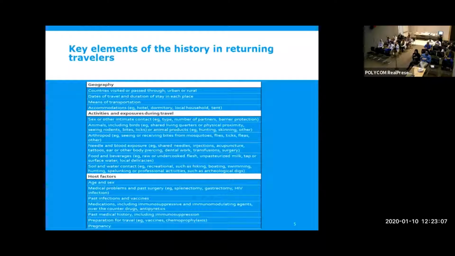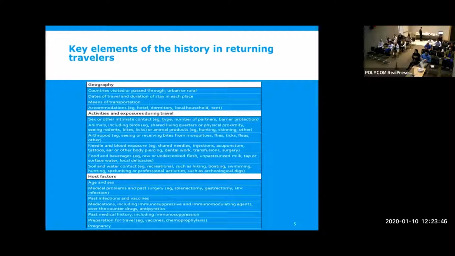Then the second category is the activities and exposure during travel. What were you doing? So sexual activity can matter in some instances, animal exposure, that can matter, tick exposure, mosquitoes, and so on and so forth. Needle and blood exposure, we do see a lot of returning travelers that are in healthcare. There's a lot of healthcare providers traveling and volunteering. So then you need to ask what kind of clinic, what kind of clientele did you see, and so on and so forth. Food exposures, and then soil and water.